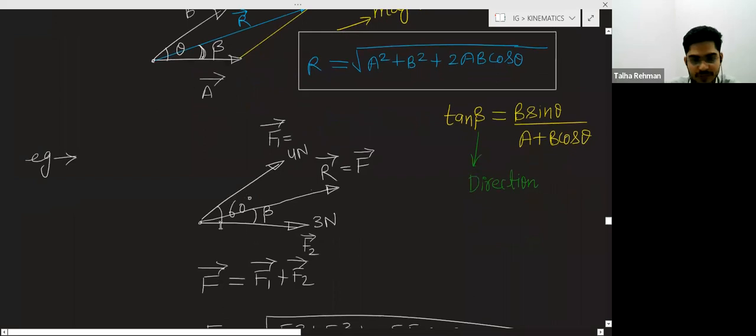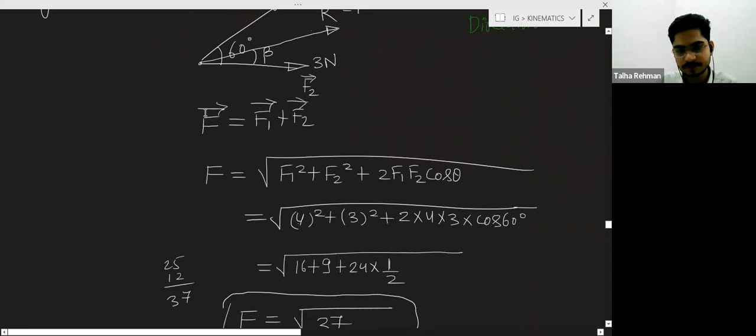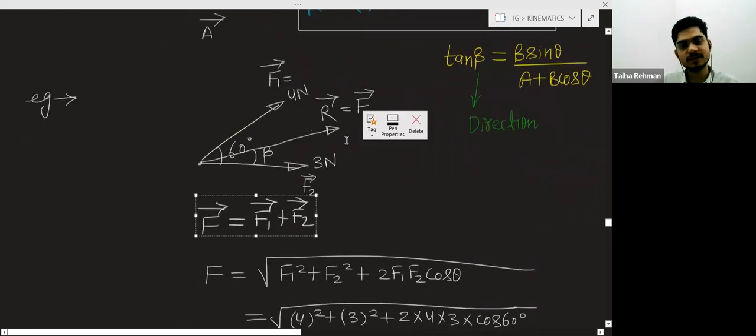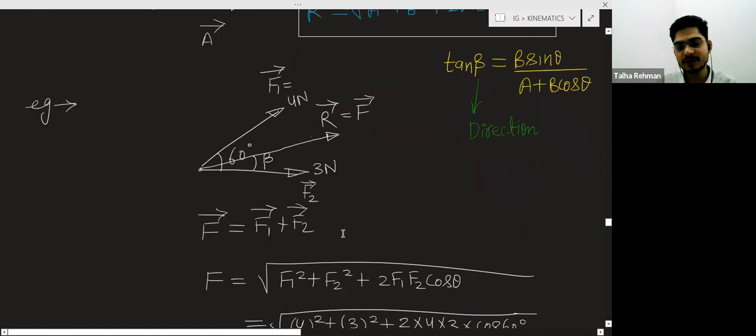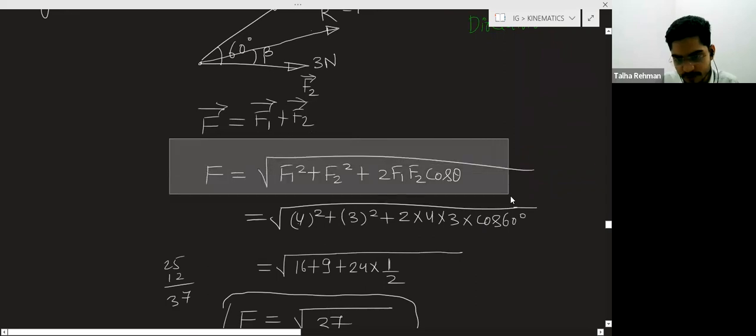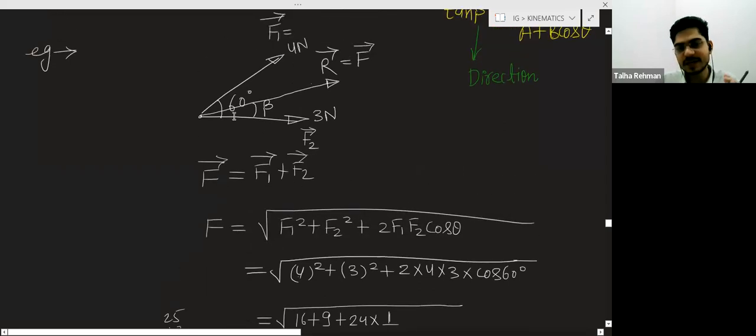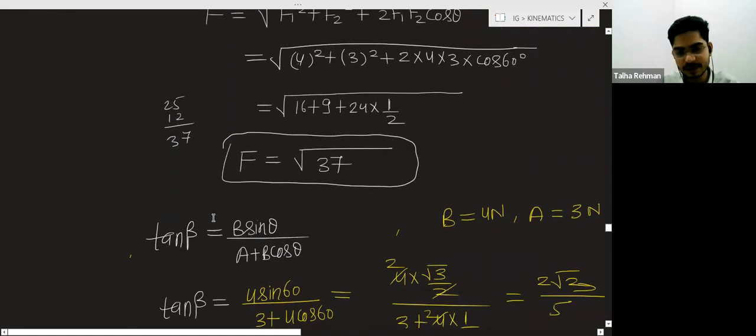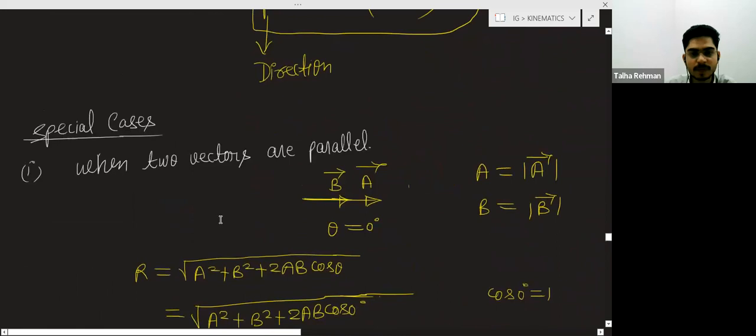For example, these are the two vectors. One vector is this, another vector is this. If you want to find the resultant between the two vectors, then you will use this formula. This is just the vector addition. Basically you are adding two vectors here, so we are using the analytical method, so this formula will be used. F is the resultant of the two forces. This is one force, this is another force. This is the magnitude, and direction we can calculate with this formula.